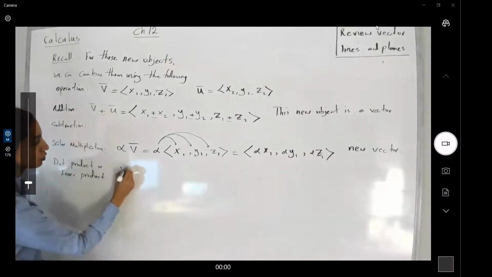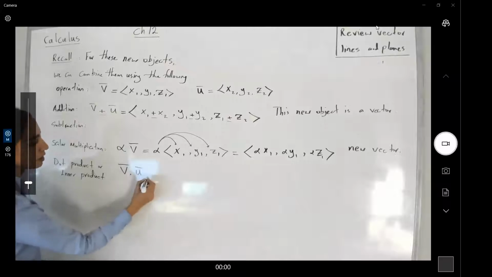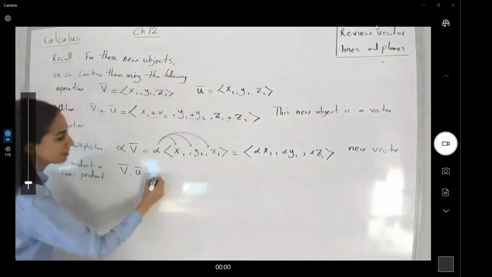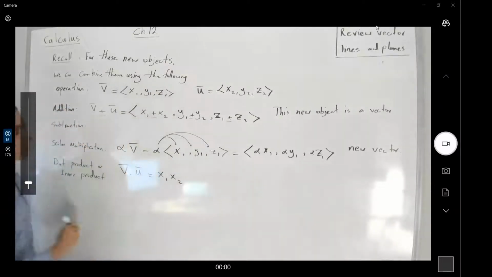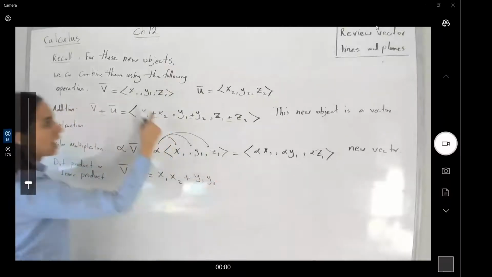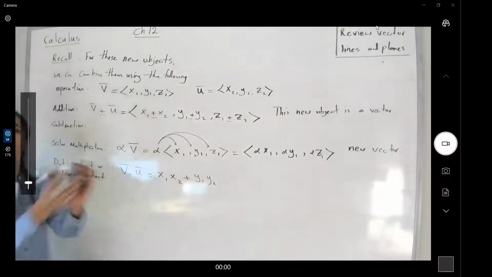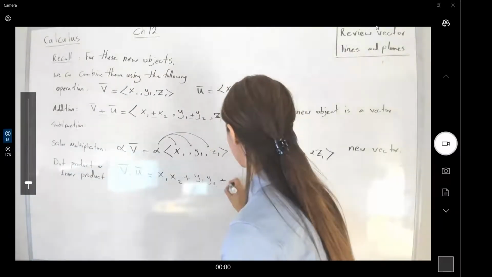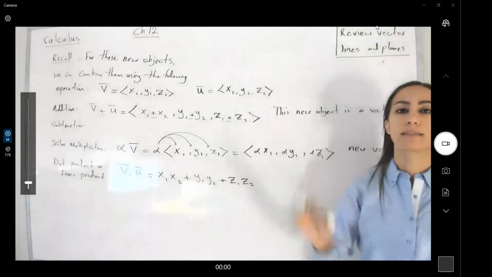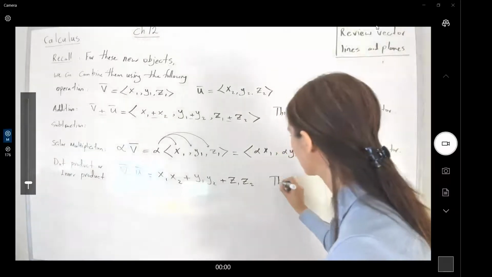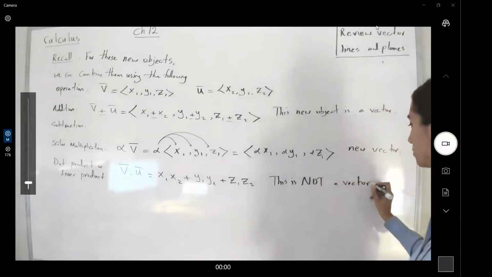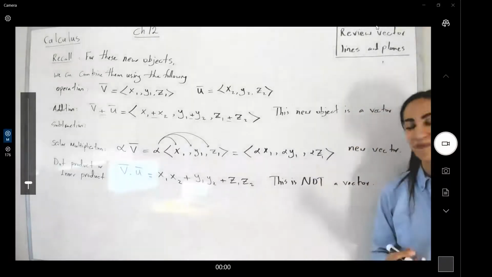So suppose we want to find the dot product between v and u. What do we do? We multiply the first components, x1 times x2. We multiply the second components, y1, y2, and we multiply the last components and add them all together. The outcome is not a vector. It's just a number, just a scalar.